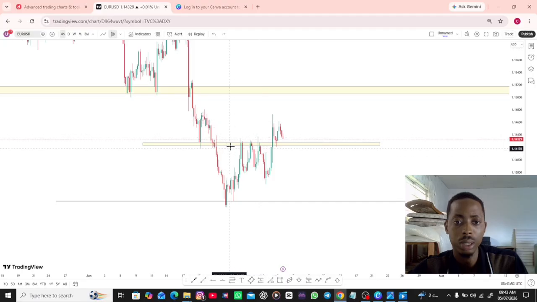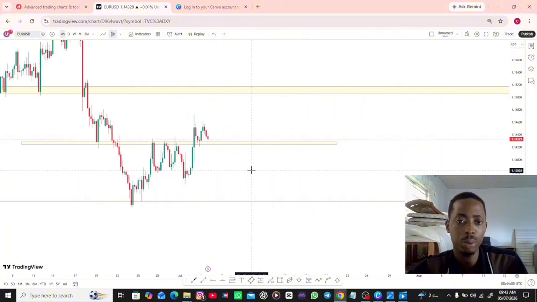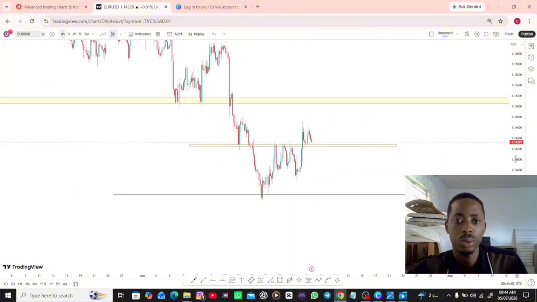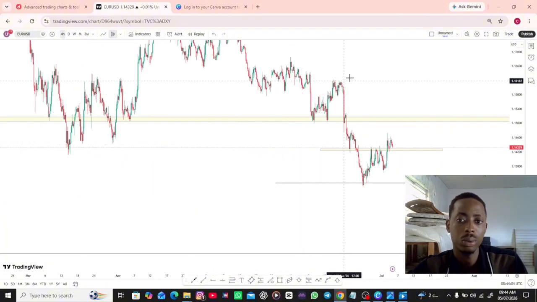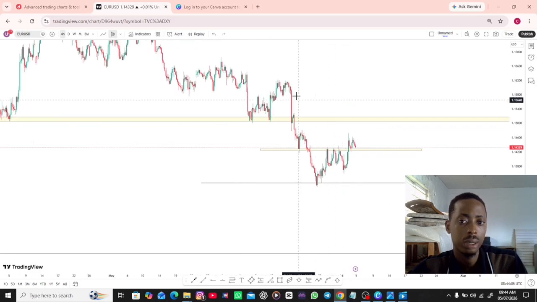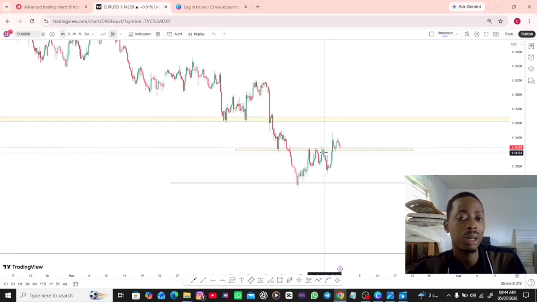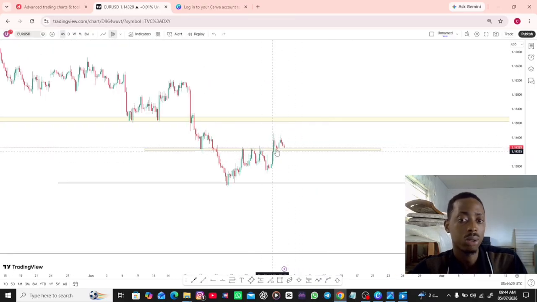So let me adjust it. I think this is much more proper for me. So you look, there was a rally down here, there was a rally from this level to this level, and here we rallied, consolidated a little bit, came down a little bit here, and we broke here, meaning we have a strong support level around this level.